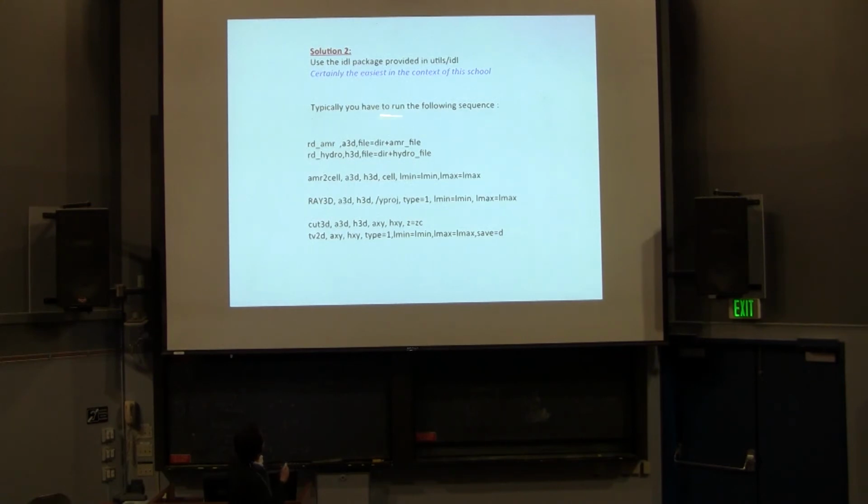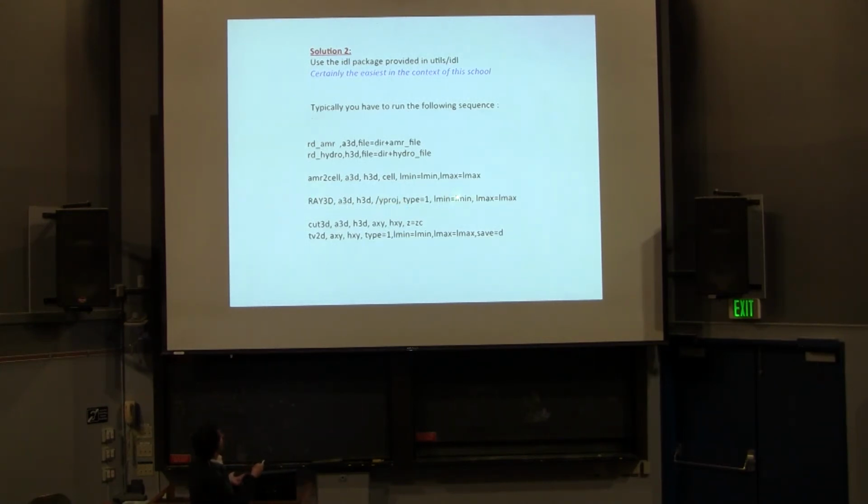And so typically, you have to run the following sequence. First, read AMR, so just specify the file. Then you get the structures with the grid, and then with hydro, you get the analytical variables. AMR2Cell will give you a list of cells, so you can deal with your cells as if they were particles. So you have a sort of cloud of particles with their position and their variables attached, and then you can do whatever you want.